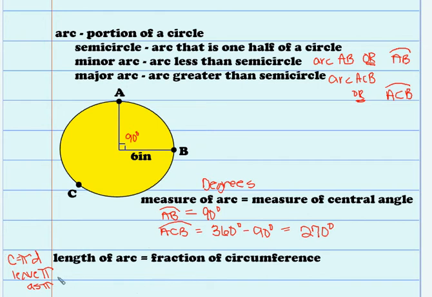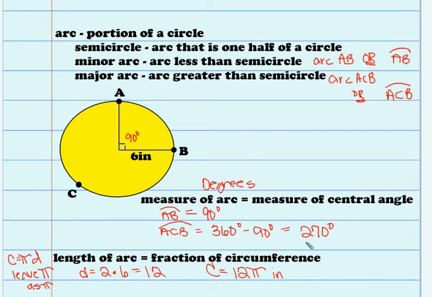So find the circumference. Our radius is 6, so our diameter would be 2 times 6. So our diameter is 12. So our circumference is going to equal 12 times pi, and it's inches.